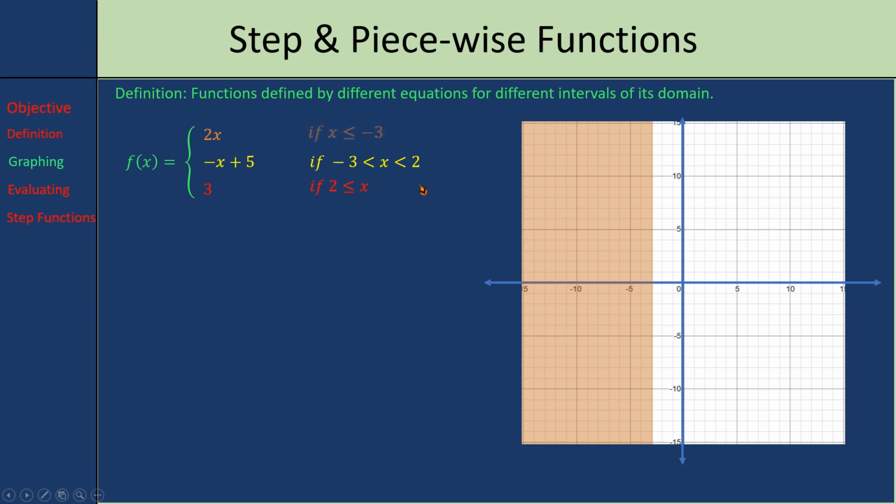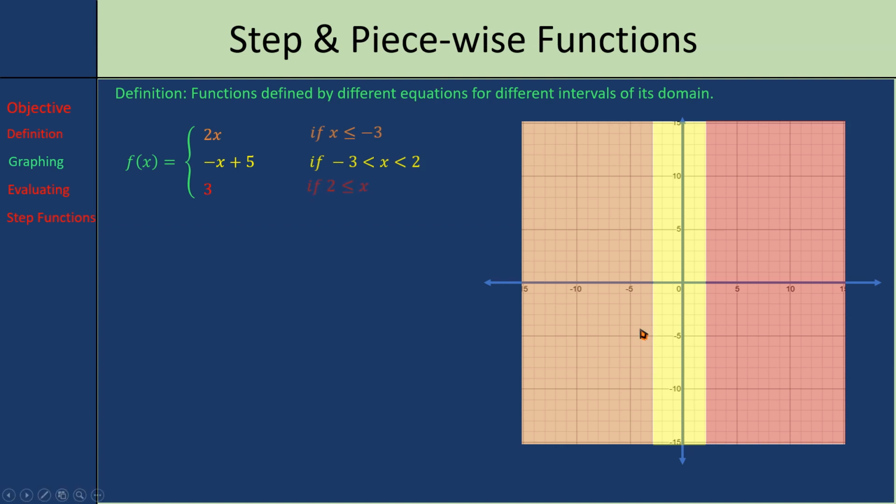And the next section would be between -3 and 2. So that's my yellow section here. I'm just basically shading this so you guys can see what it looks like. But when you're graphing it yourself, you don't have to shade anything. Just know that your graph is split into different parts. That's all. Okay, and the next section is when x is larger than or equal to 2. So it's from 2 all the way to the right, right? That's my red section.